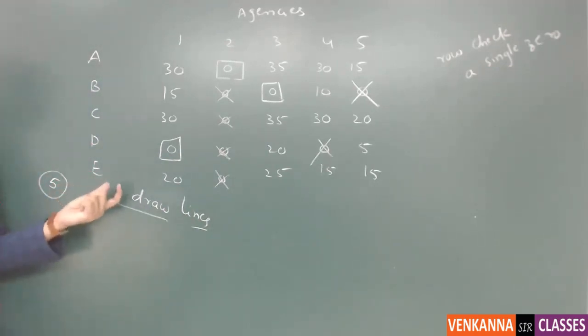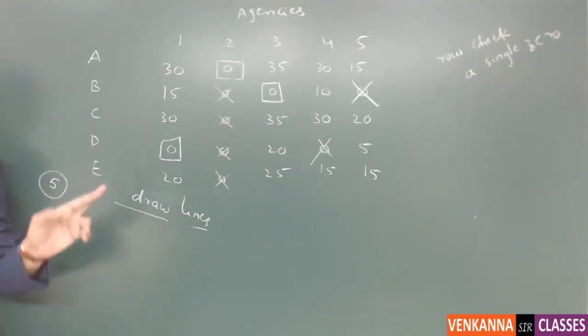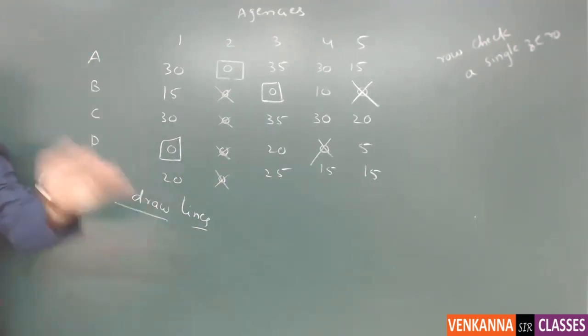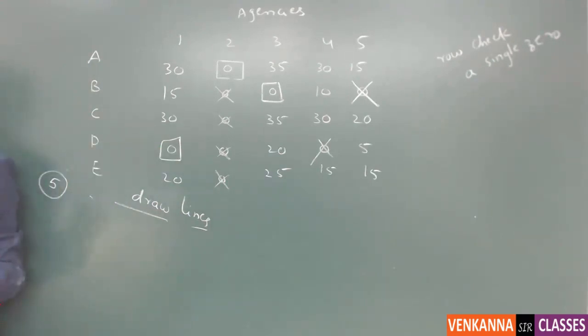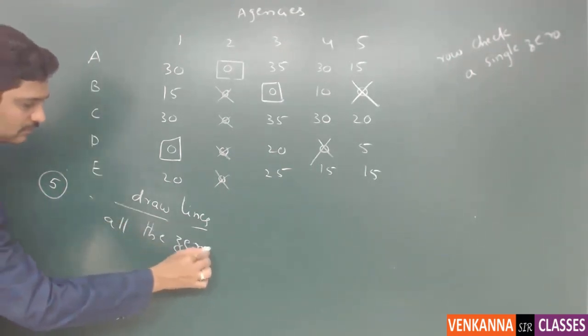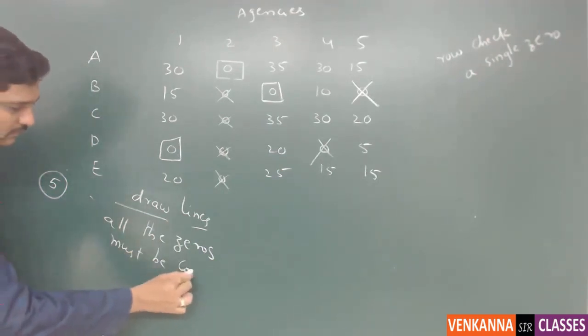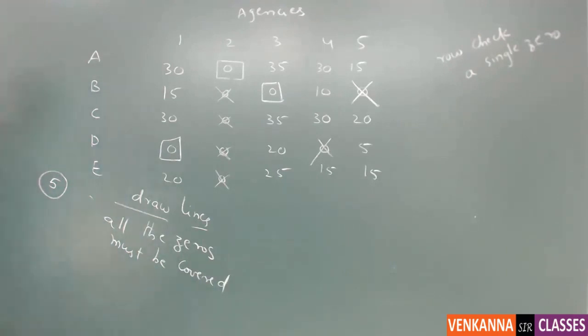Even though there is a procedure defined for drawing the lines, that is not the issue. You can draw the lines either horizontally or vertically as per your choice, so that all the zeros are covered. Right? So you draw the lines so that all the zeros in that matrix are covered. You can draw horizontally or vertically. That is up to your choice. Okay.